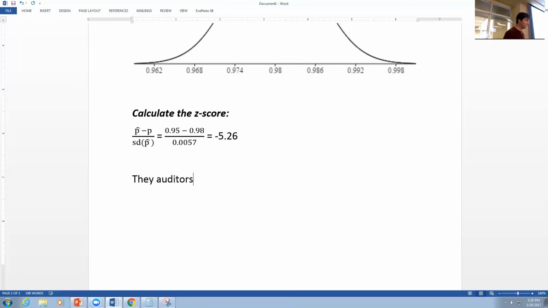The auditors. The evil auditors are not satisfied. Can't spell.